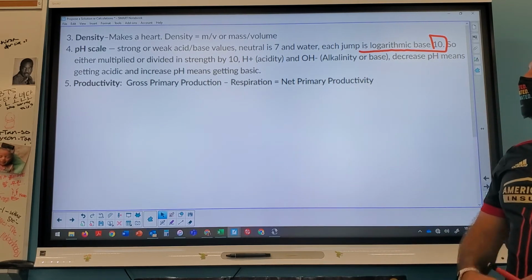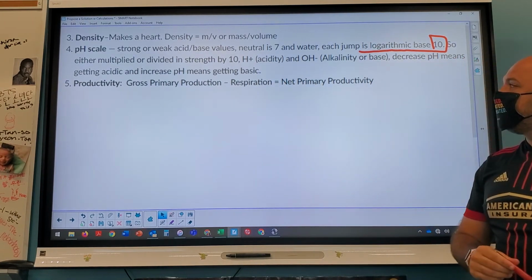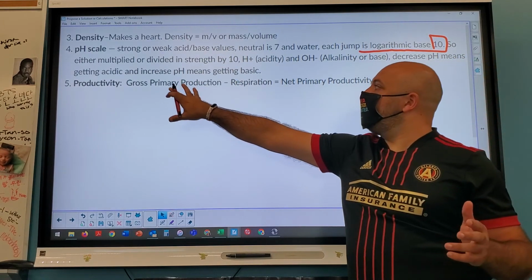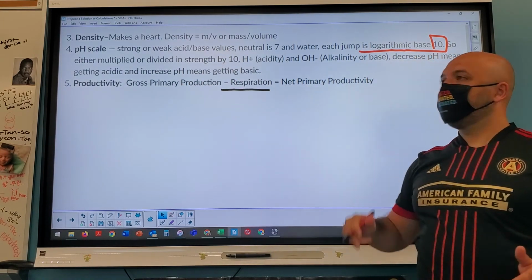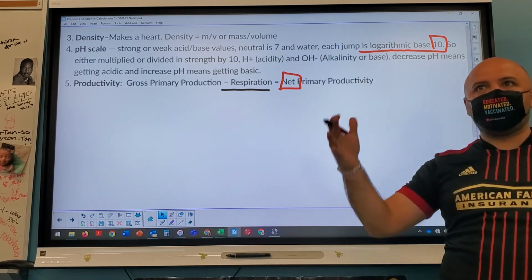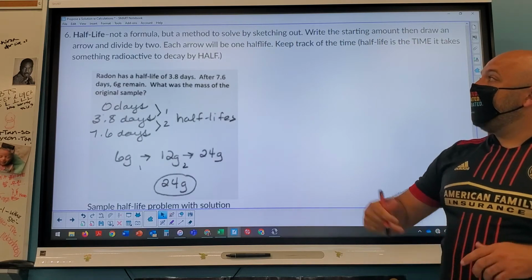All right, and then lastly, primary productivity. We'll talk about this too when we go over Unit 1, I think. Net primary productivity, pretty simple. The total amount of production minus the respiration, what you're using, will give you the net. The net is the total amount after you take away the bad things. Okay, half-life we've done in here.